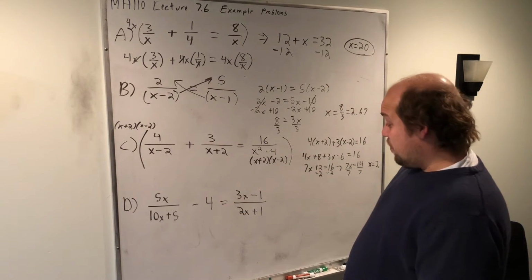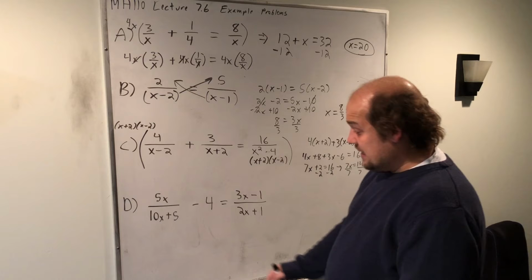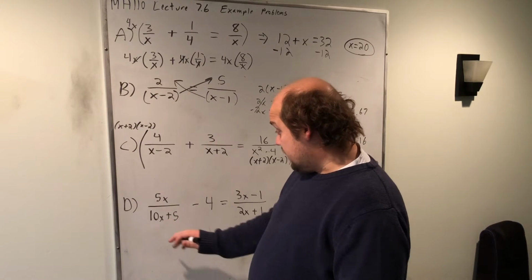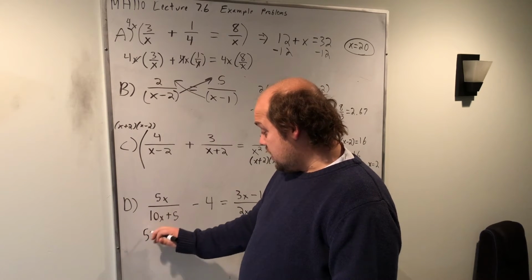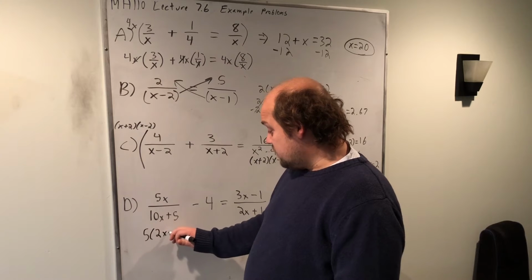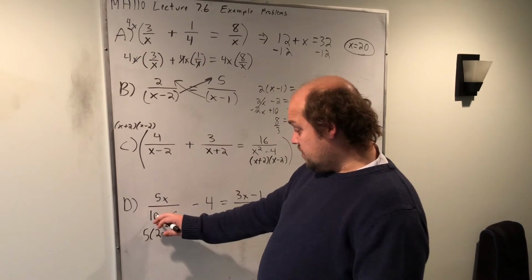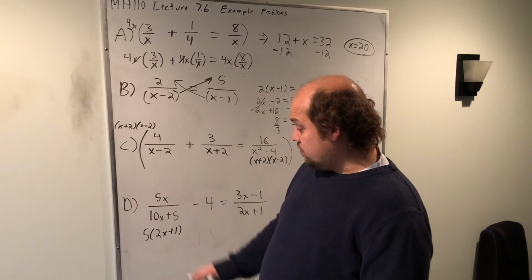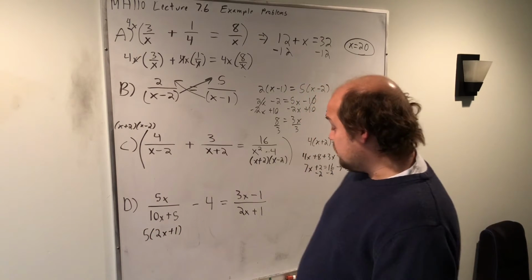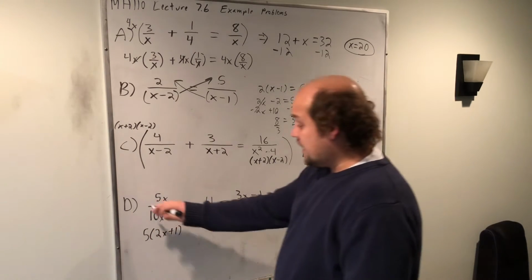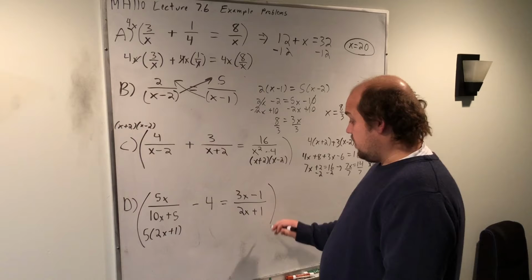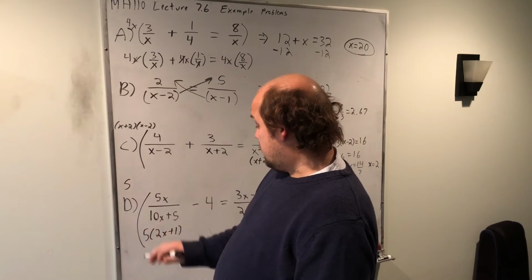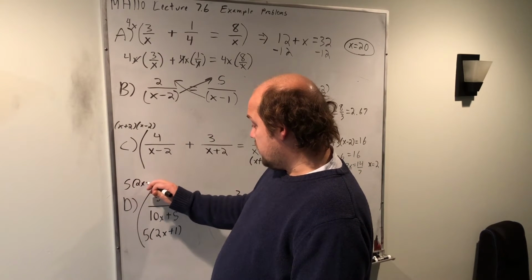When I go to do part D, really I need to see that I can pull a 5 out of this when I factor the bottom here. If I do that, I get 5 times 2x plus 1, because 10x divided by 5 is 2x, and 5 divided by 5 is 1. For that reason, I can multiply this whole thing by 5 times 2x plus 1.